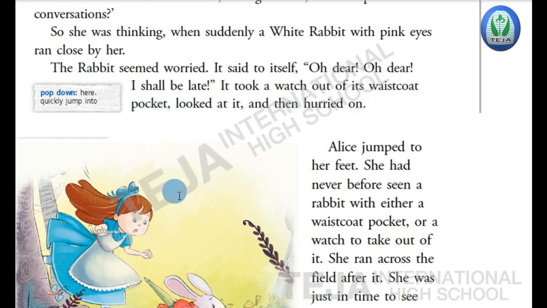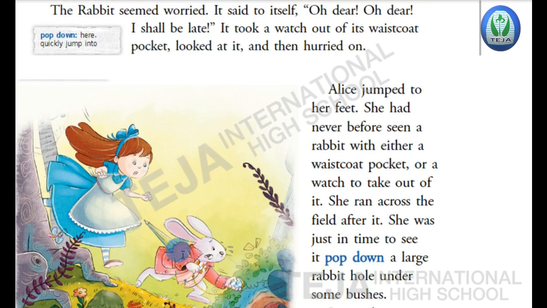Now here, as the rabbit passed by Alice, she looked at the rabbit. The rabbit seems to be very worried, and the rabbit is talking to itself, saying, oh dear, I shall be late. And also it took out the watch from its waistcoat. So here, from the pocket it took out the watch which is there in the hand of the rabbit. You can see here in the picture. By looking at the watch, the rabbit said to itself, oh dear, I shall be late. Then it ran away very fast. It is running from there very fast.